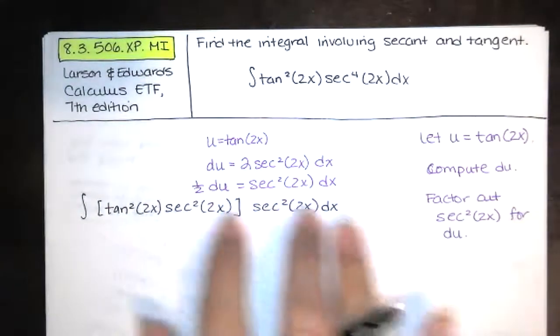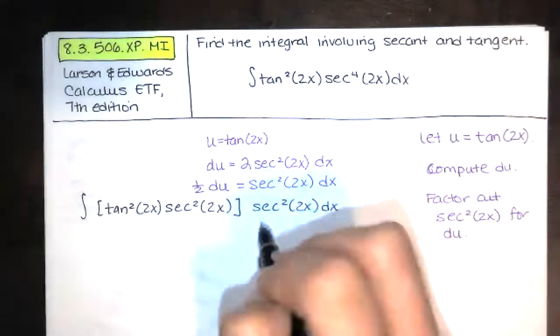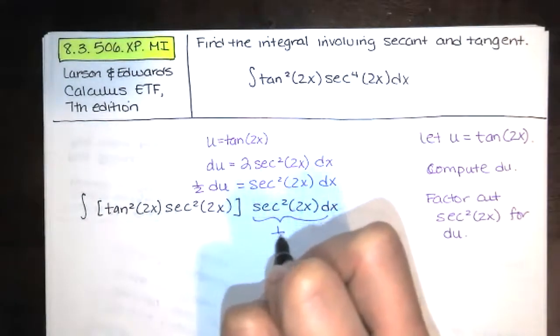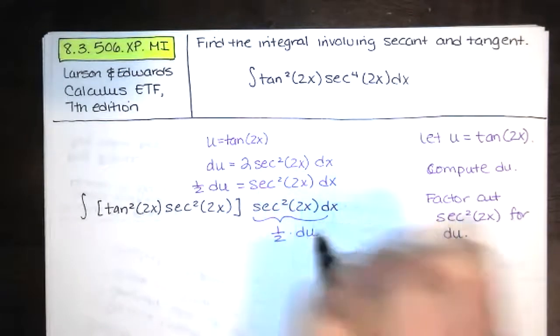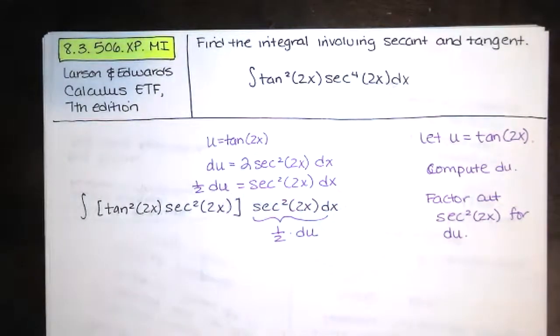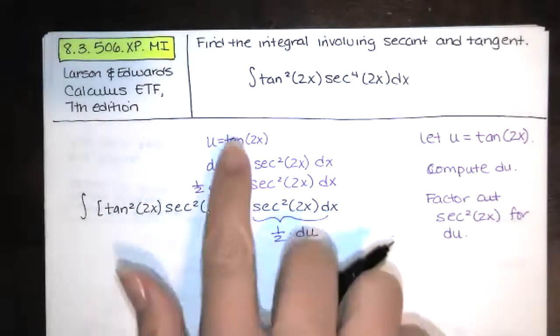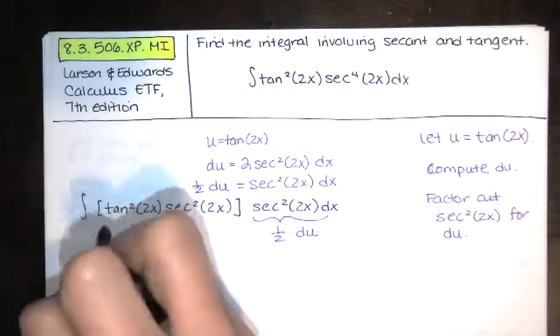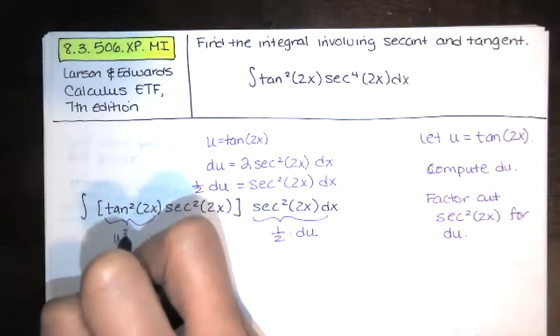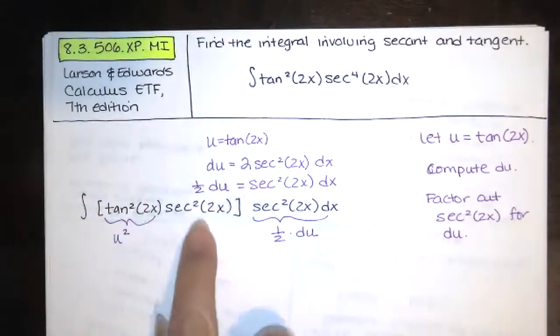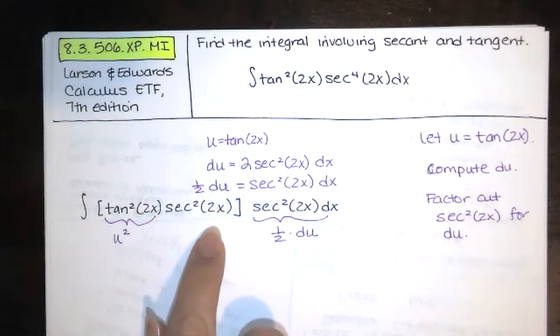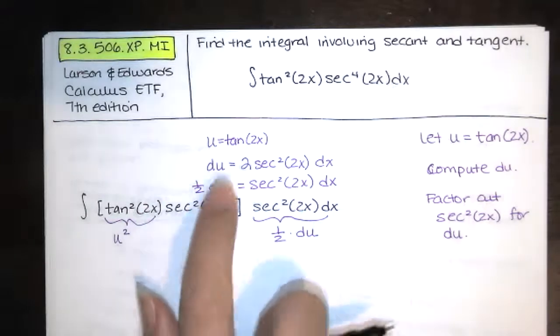And now my goal is to write everything here entirely in terms of u. This is 1/2 du because of what we just did there. Those are the same thing if I make that substitution. If u is tangent of 2x, this is just u squared. Now I also have a secant squared of 2x left, and I need to write that in terms of tangent as well.